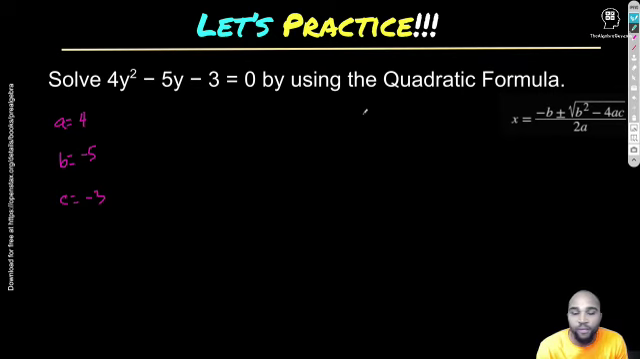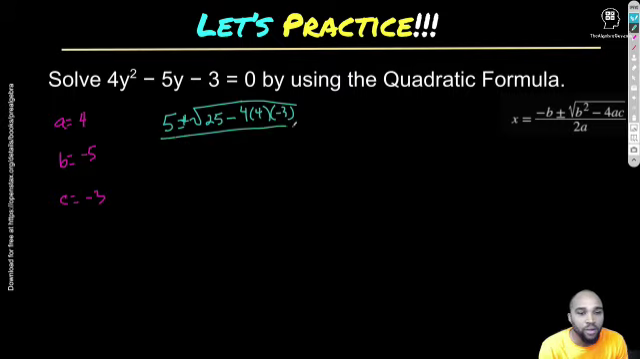So we're just going to write 5 here, plus or minus the square root of B squared. So -5 squared is 25 minus 4AC, -3, all divided by 2A, which is 2 times 4. And let's just do the radical this time.